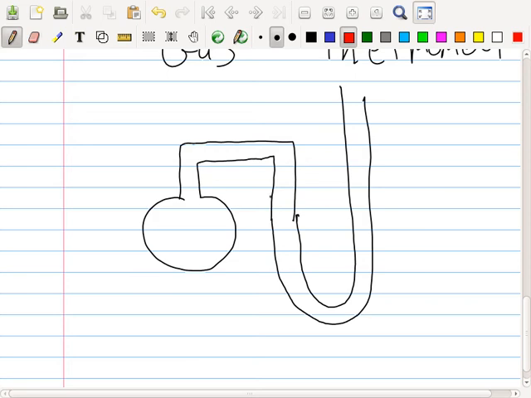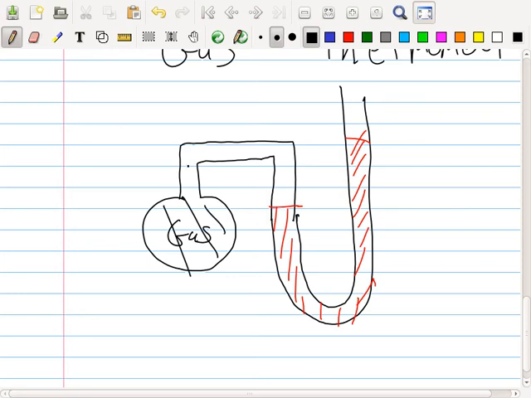Now here, this is the gas thermometer. Here is mercury, and then here is a gas. Now if you think back to our hydrostatics, what can you say about the pressure here? The pressure here is the same as the pressure here.